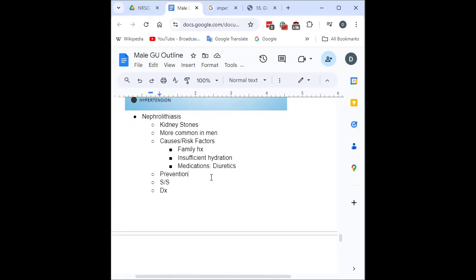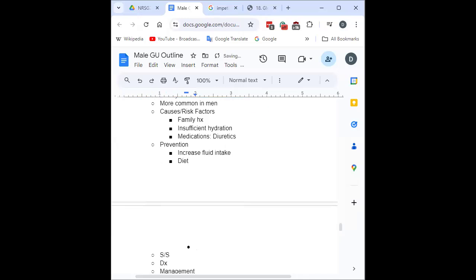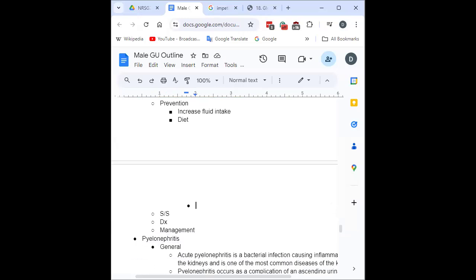So to prevent it, your key thing is going to be to increase your fluid intake. I think a lot of the education here is going to be on diet, because kidney stones are caused by oxalate, so some of the foods might need to be avoided. Most of your kidney stones are oxalate or calcium, I think, but I don't think you need to know that much in detail. Just understand the fluid: you need to drink more fluids.